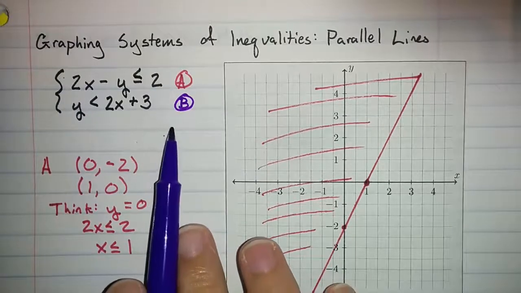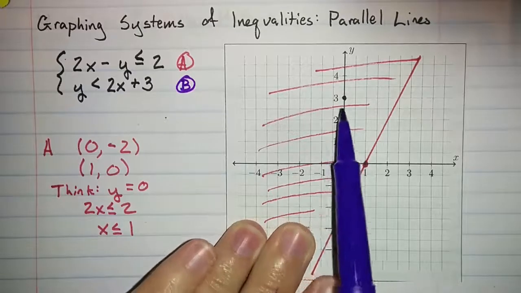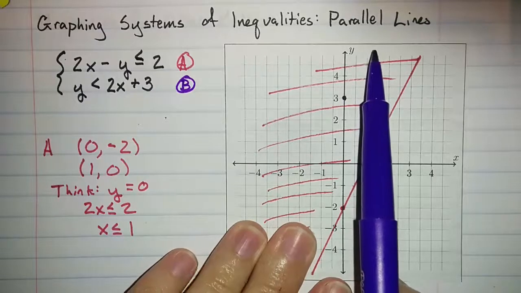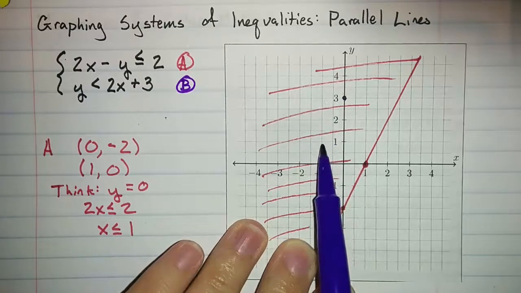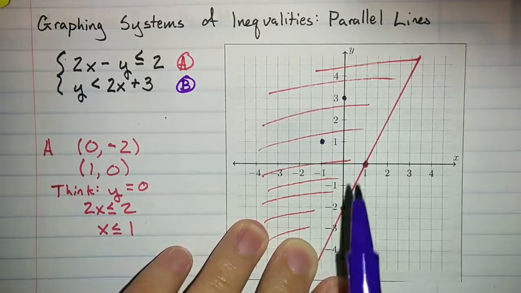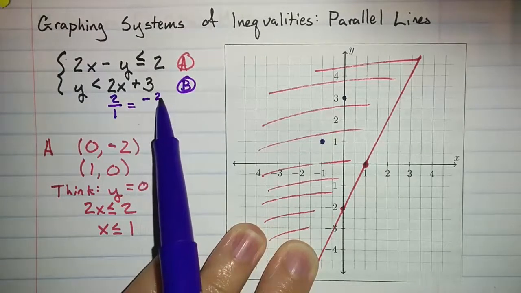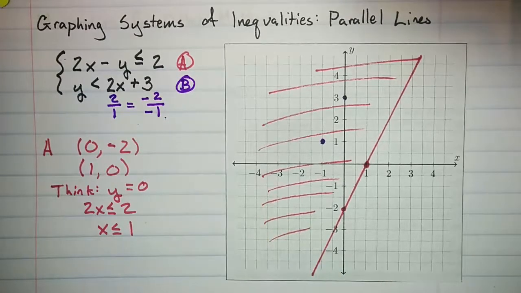B is easier to graph. It's in slope-intercept form. Y-intercept is 3. Now the slope tells me go right 1, up 2, but that takes me off the graph. So instead I'm going to go left 1, down 2, right? 2 over 1 is the same as -2 over -1, remember. Here, do we want a solid line or a dashed line? Right, dashed, because this is strictly less than.